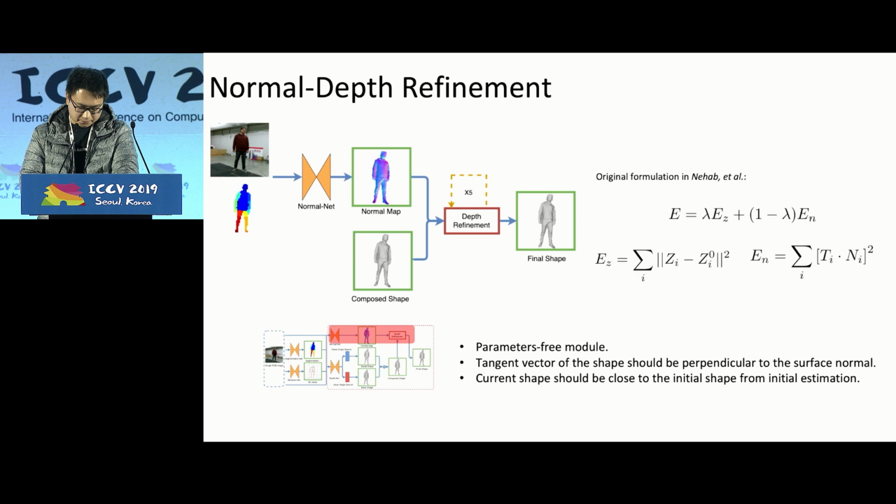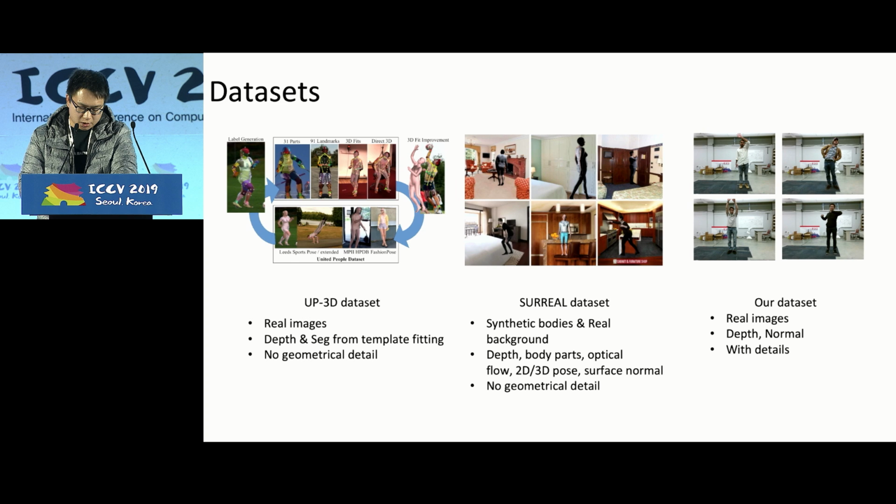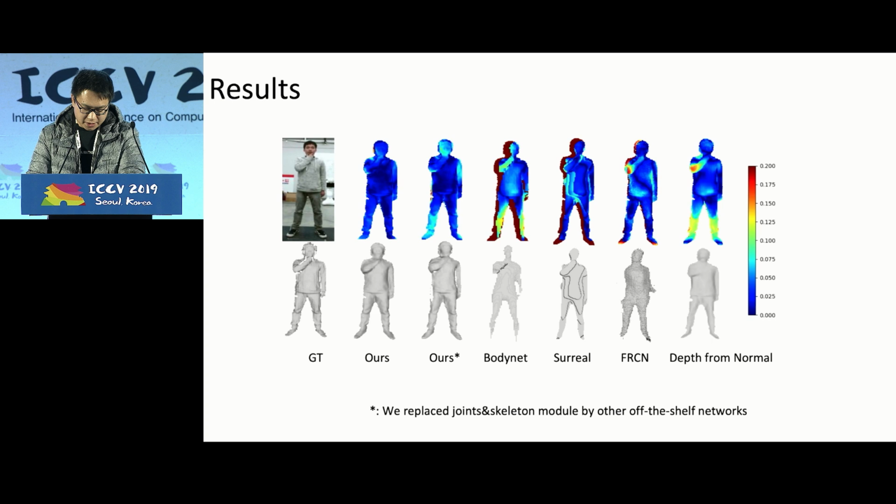In our work, we use UP3D, Surreal, and our own captured RGB dataset to train our network. UP3D and Surreal are used to train the skeleton and joint networks, and we use Surreal to train the basic shape branch, since Surreal is synthetic data which doesn't contain any geometric details. Our own captured RGB dataset is used to train the normal network and the detail shape branch network. We will release the data soon for future research.